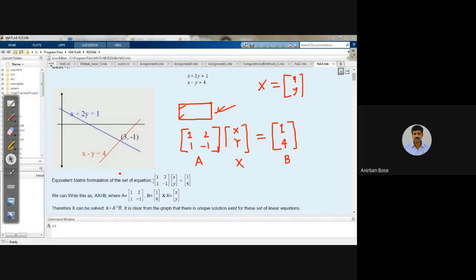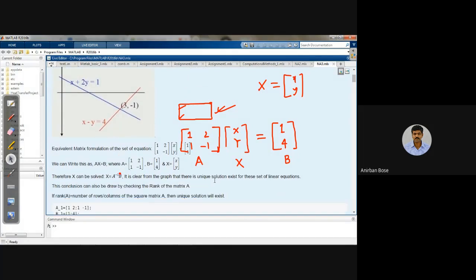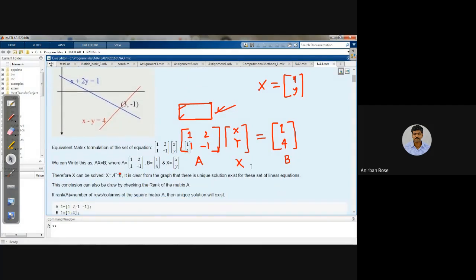To do that, the technique is that you have to find out the rank of the coefficient matrix. So first thing is that you find out the rank of the coefficient matrix. And remember, this coefficient matrix must be a square matrix. That means the number of rows and number of columns are the same. So that is the order of that square matrix.